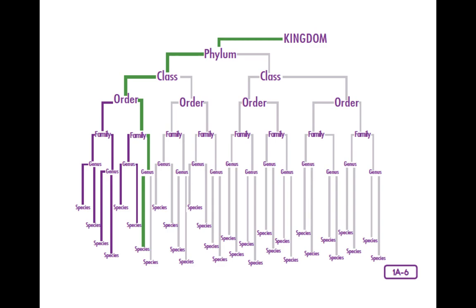Vertebrates belong to the animal kingdom and are in the phylum Chordata. This phylum is divided into even more groups called classes. A class is divided into smaller groups called orders. An order is divided into smaller groups called families. A family is divided into smaller groups, each called a genus. And a genus is divided into even smaller groups called species. There are many, many species within each group.